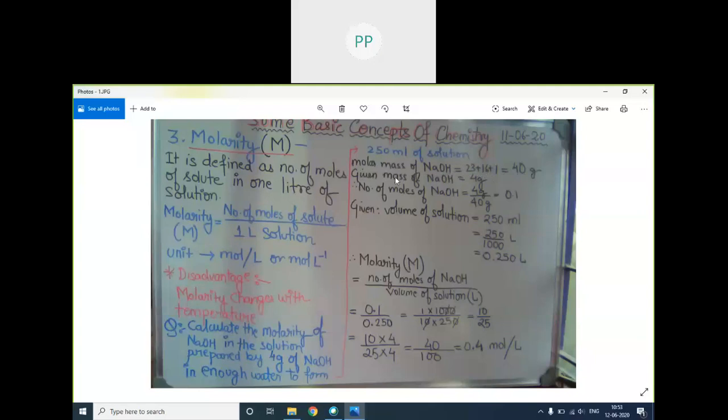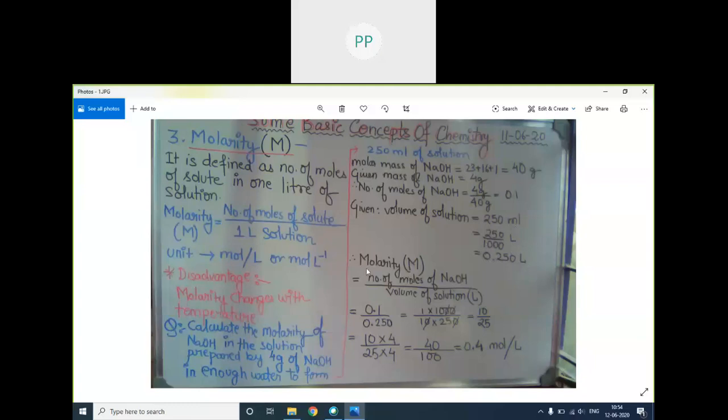Given mass is already there in the question, 4 gram of NaOH. So we will calculate number of moles by given mass of NaOH divided by molar mass of NaOH. It will come 0.1 only. Now, number of moles we already got. Now we have to calculate volume of solution in liter. As it is given in milliliter, we have to convert in liter. So volume of solution equals 250 ml. We have to convert in liter, so I have to divide by 1000. So it will come 0.250 liter.